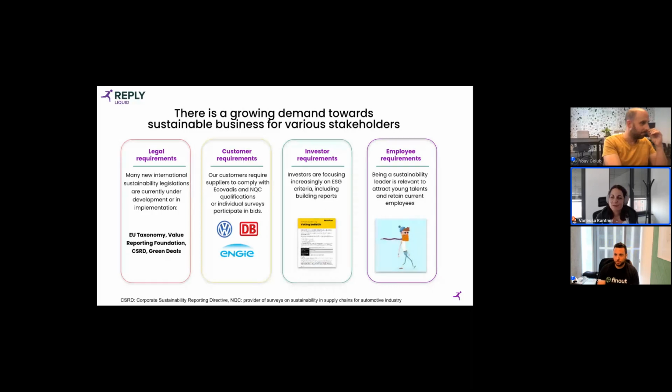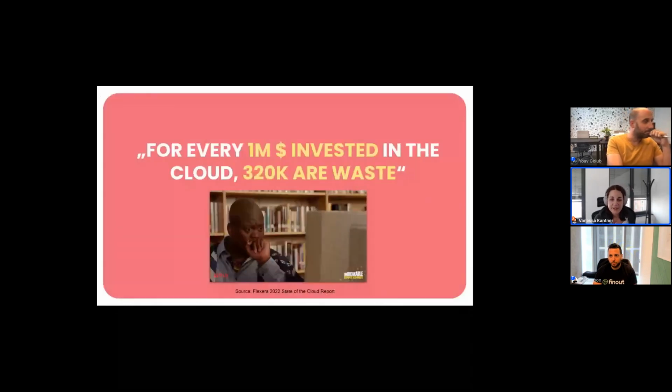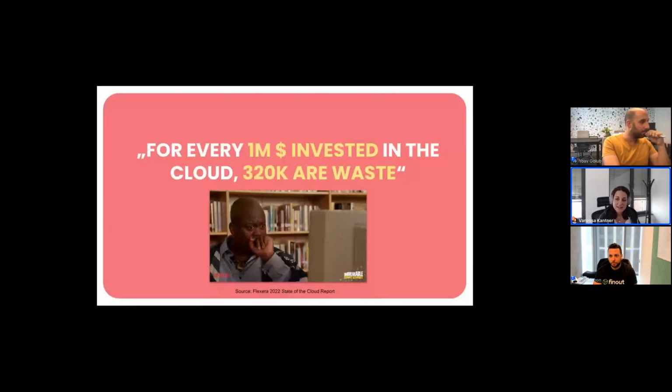And last but not least, the employee requirements. There is a lot of talk about Gen Z, and let's see what comes beyond that. But these people, the younger generation, don't want to work for a company that's not sustainable in any way anymore. They want to have this good feeling and also the positive impact on the world. And companies which do not invest in sustainability will not retain any young talent in the future. So I would say these four pillars are on the macroeconomic scale. Companies need to adopt sustainable practices to minimize their impact on the environment.